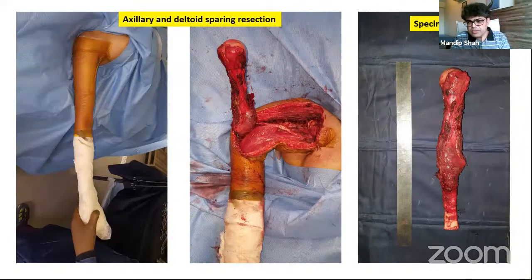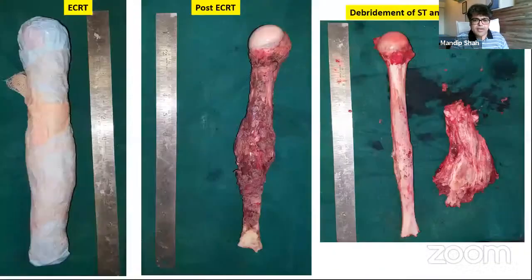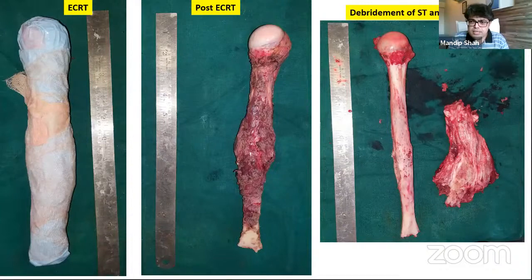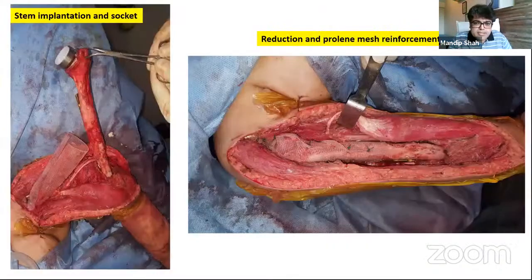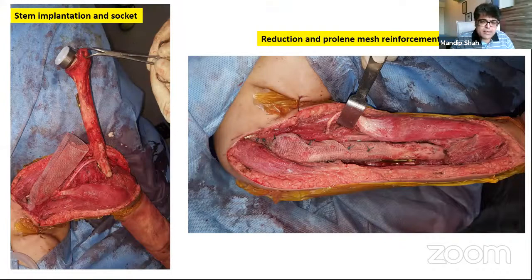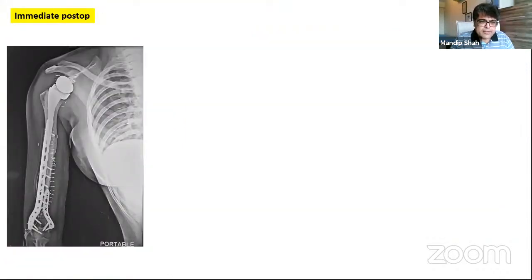This is a proximal humerus osteoarticular resection. The osteotomy was done just at the supracondylar level. We sent it for ECRT. Post ECRT, we did the standard debridement, then re-implantation, stabilized with medial and lateral pillar plates. We did a standard cemented reverse total shoulder arthroplasty in that bone. And this is the immediate post-operative x-ray. As you can see here, this is the osteotomy. And this is at the end of 6 months.